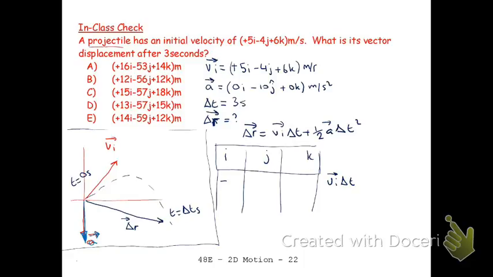And I feel comfortable just saying that's going to be 15, and that's going to be 3 times minus 4 is minus 12. And that would be 3 times 6 is plus 18. And I think I did that right. 5 minus 4 and 6. Yep. And then I have a half times A times delta t squared.